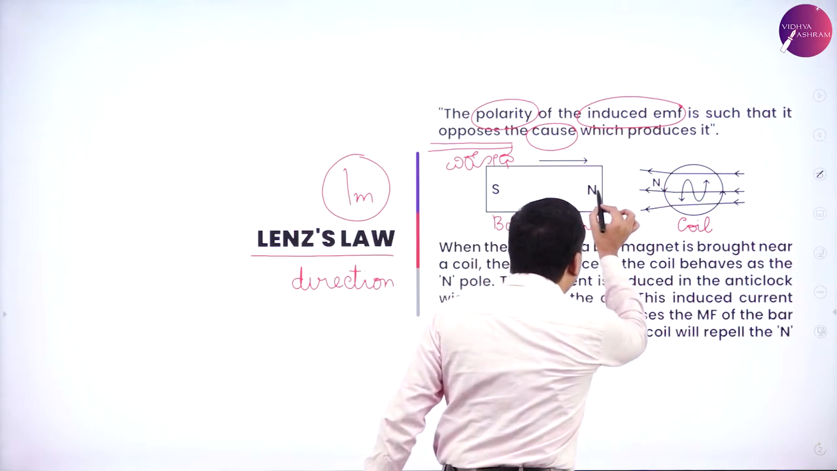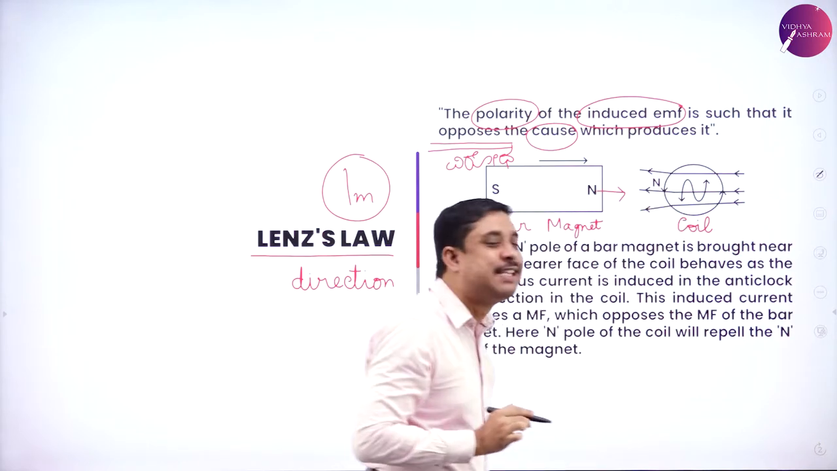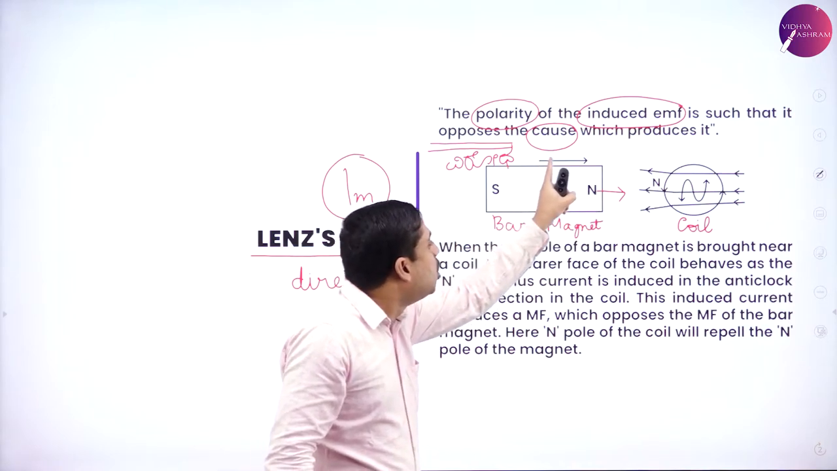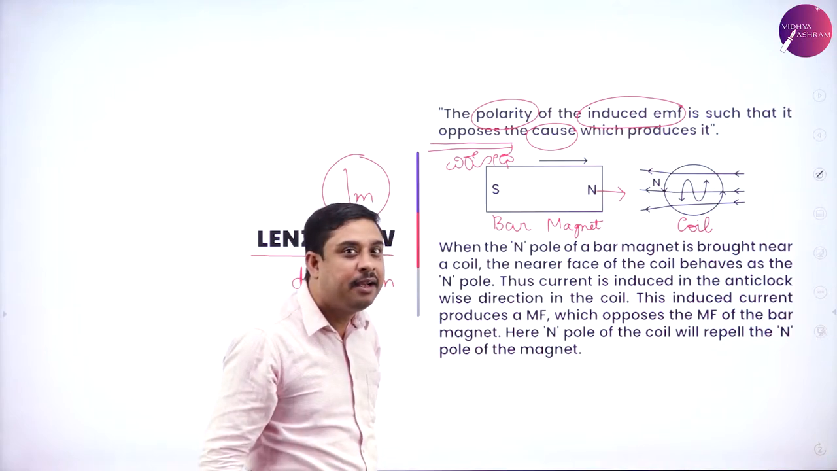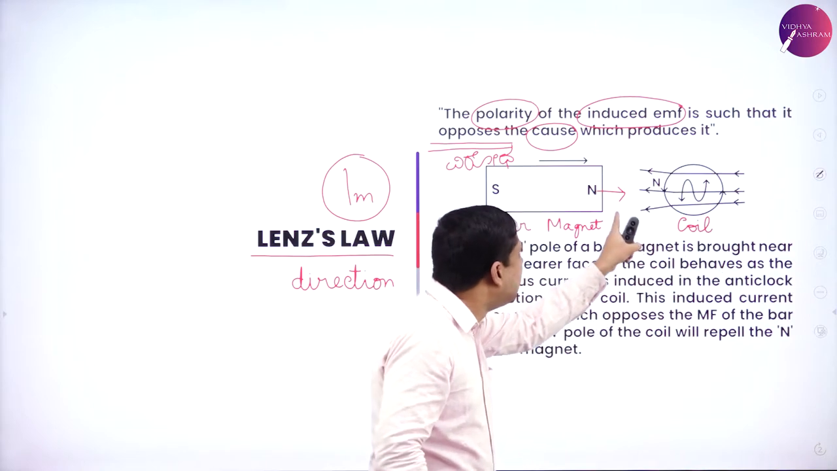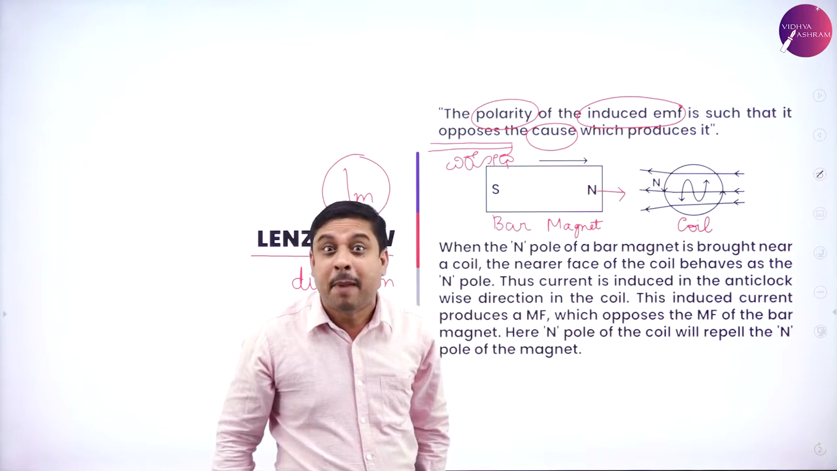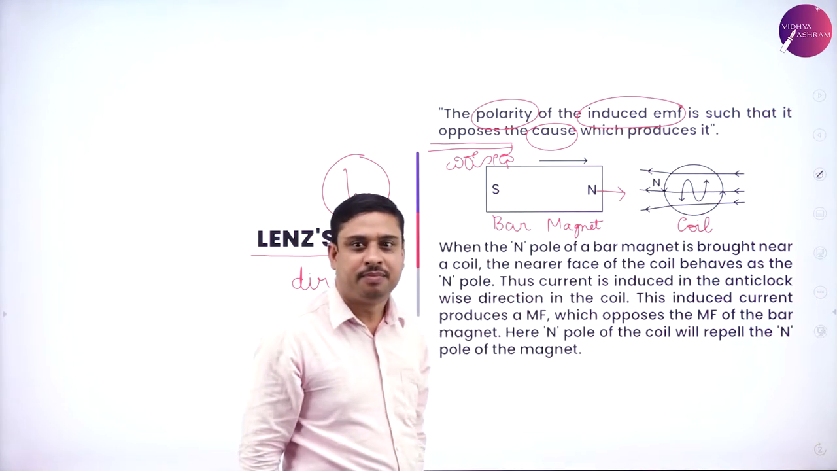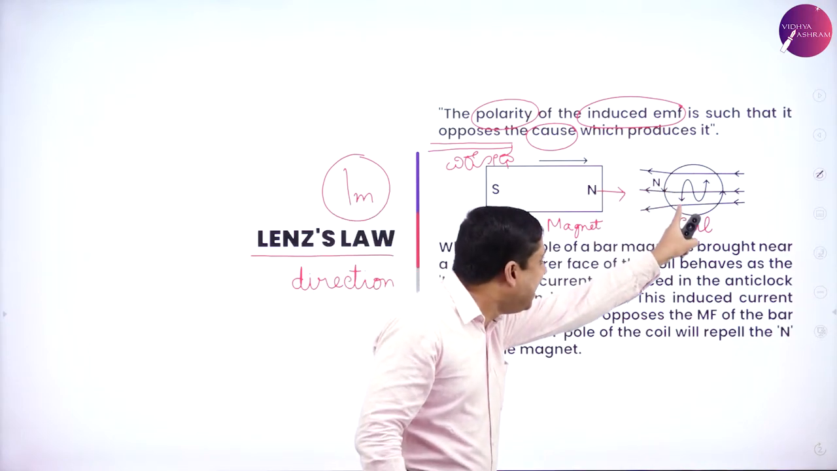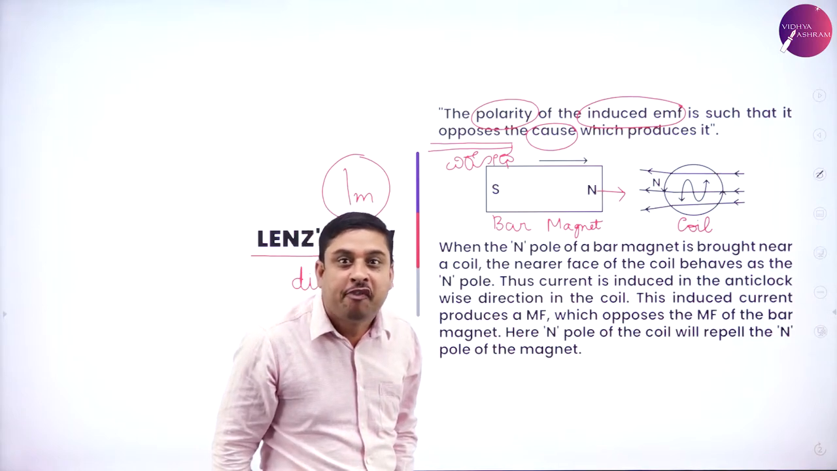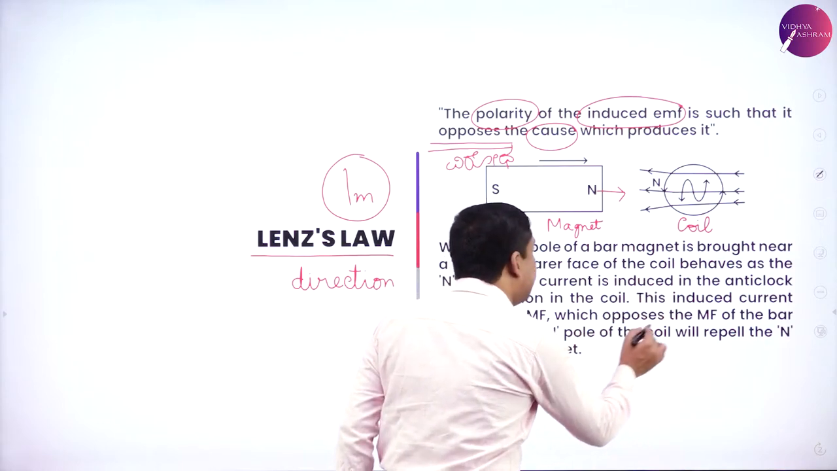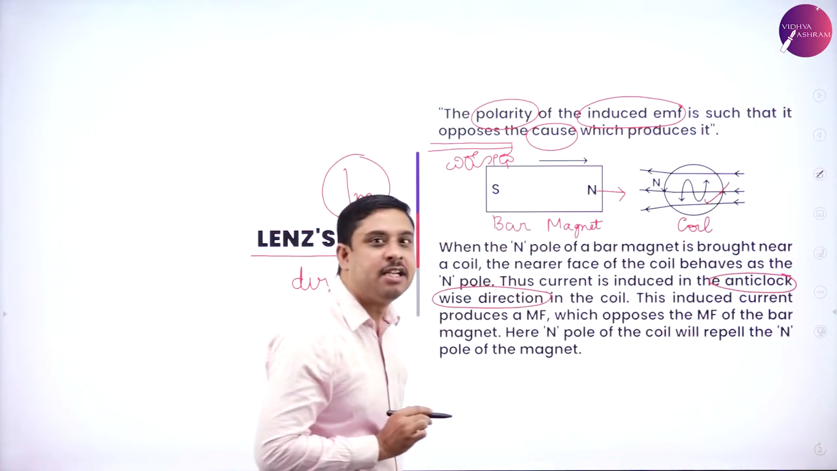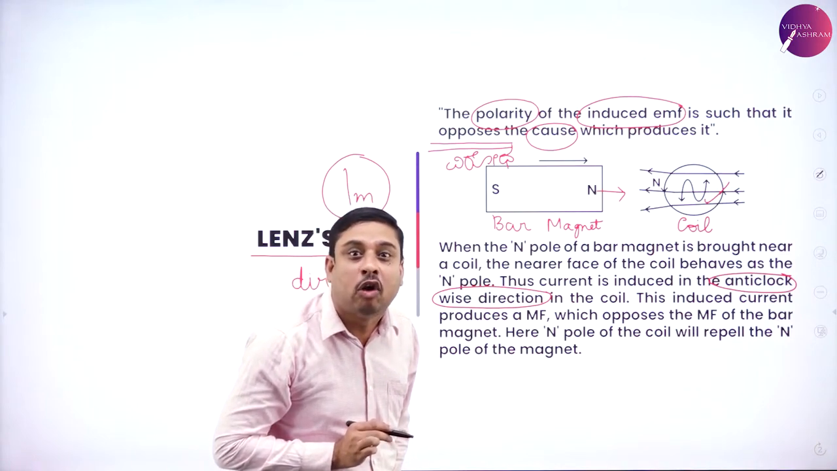When the north pole is moved towards the coil, when I move the north pole of the magnet towards the coil, what happens? The magnetic flux linked with the coil is disturbed. Magnetic field lines disturb the magnetic flux that is linked with the coil. So EMF is induced in the coil, because of which there is a current induced in the anti-clockwise direction. Very clearly you see, current is induced in the anti-clockwise direction.